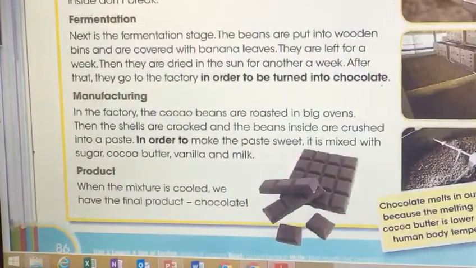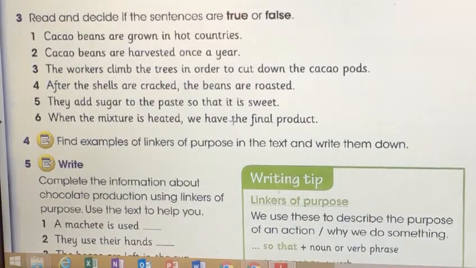Now, my dears, it's your turn to read the lesson and answer number 3. Now, listen to the question. Read and decide if the sentences are true or false. Number 1. Cocoa beans are grown in hot countries. Think about it, if it is true or false. Number 2. Cocoa beans are harvested once a year.